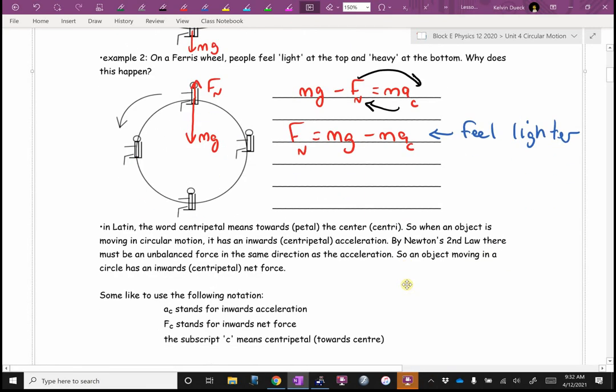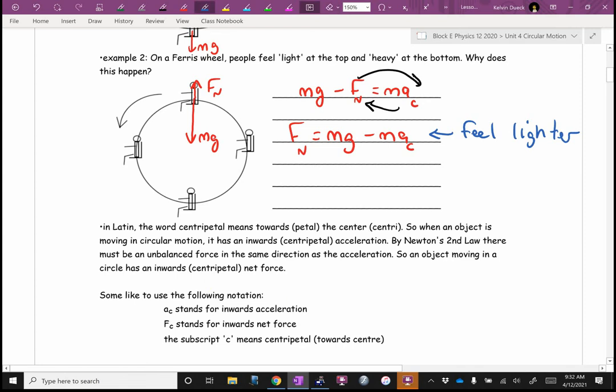In Latin, the word centripetal with a P means towards, petal, and center. So when an object is moving in a circle, it has an inwards or a centripetal acceleration. In fact, this letter C doesn't stand for circular, it stands for centripetal. But because circle and centripetal, Grace, both begin with a C, you can pretend it stands for circular if it makes you happy. If you're moving in a circle, you're accelerating towards the center, and that means that the net force is towards the center. That means the winner is towards the center.